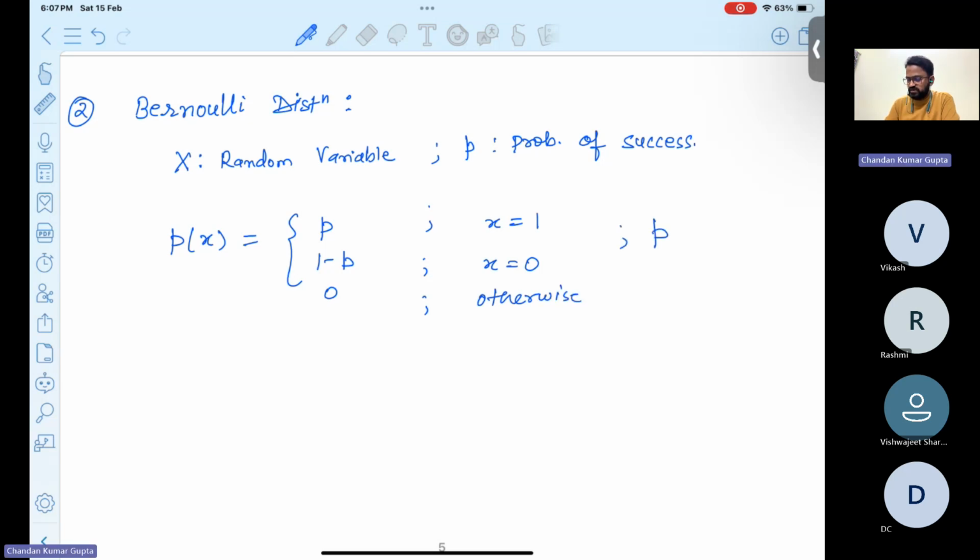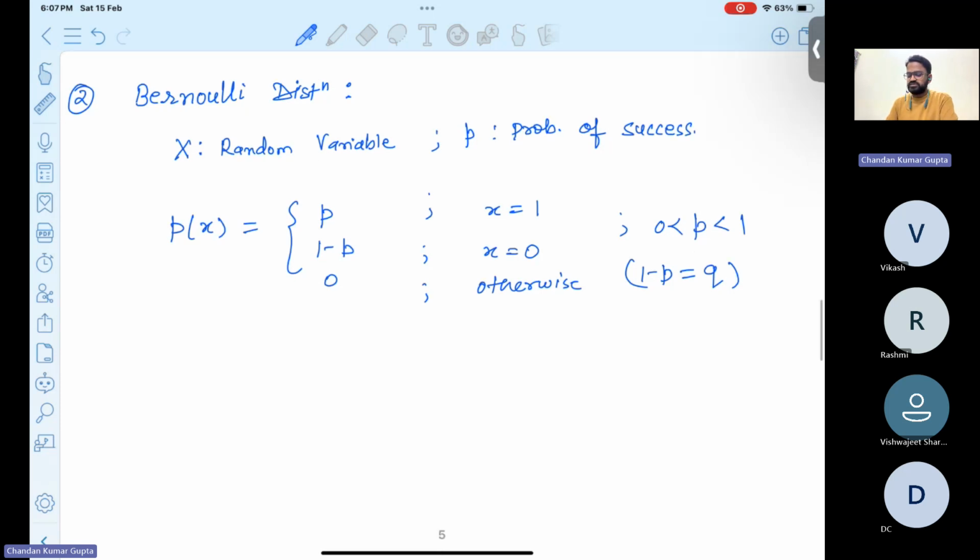Also the value of P lies within 0 to 1. Some people use Q for 1 minus P, for easiness. So this is the Bernoulli distribution. In this case, the expected value, which we have already discussed in the previous class on moments, the first order moment, the expectation, is P, and the variance is P times 1 minus P. We can discuss it in general form as well. So when we have only two outcomes, the probability mass function is defined in this manner.